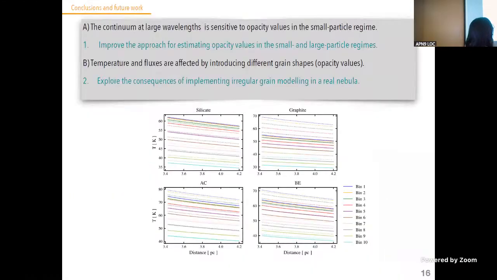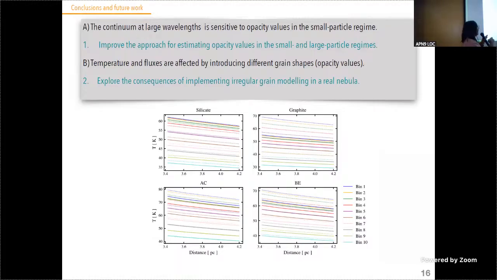So this is my conclusion, very fast, because these models are not only different in the fluxes in the continuum, but also different for the temperatures of each species of the grains. As you can see here, the solid line is for the irregular grains and the dotted lines are for spherical grains. So we have a difference. Sorry. Thank you.